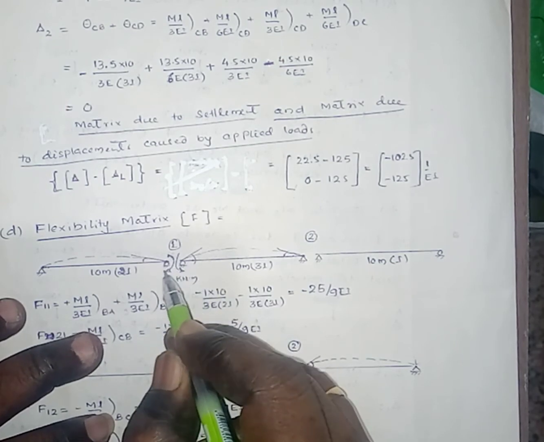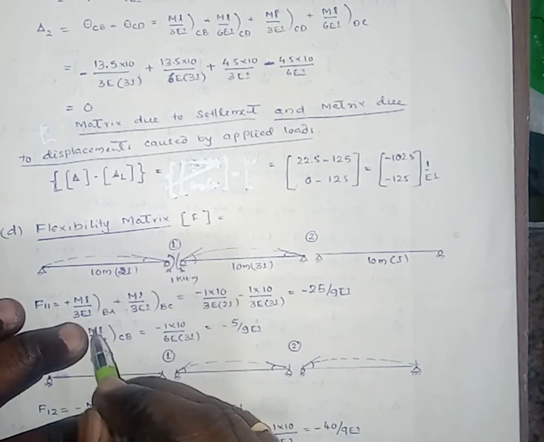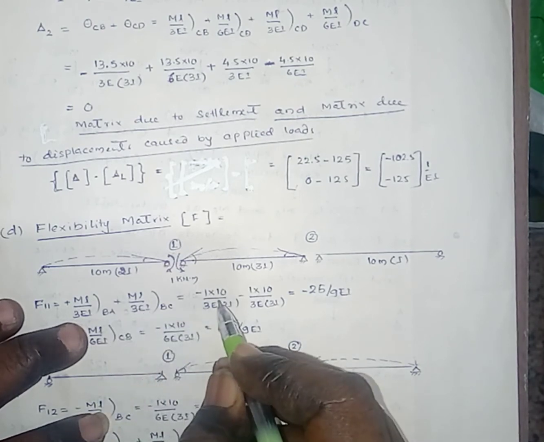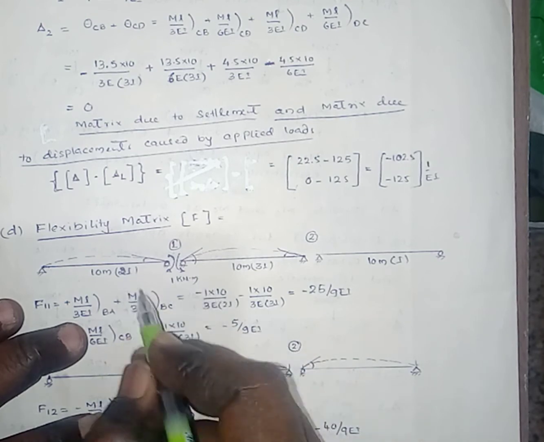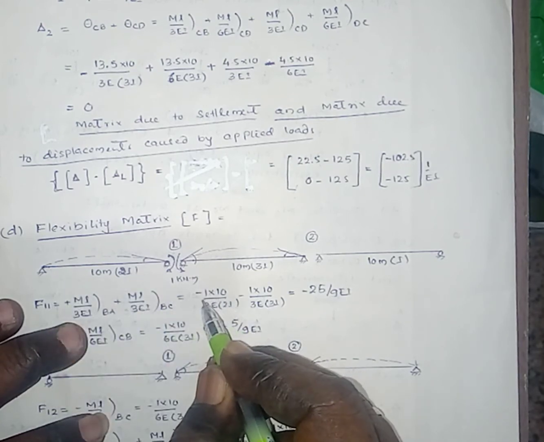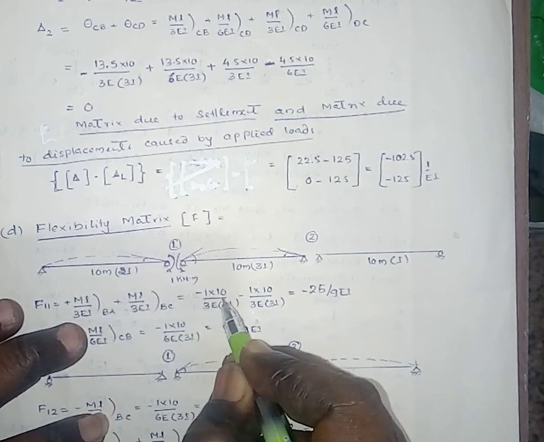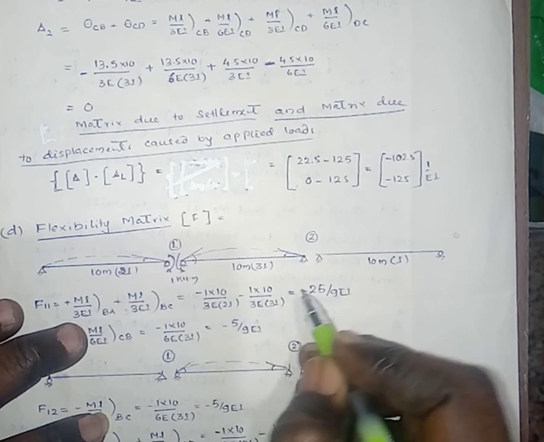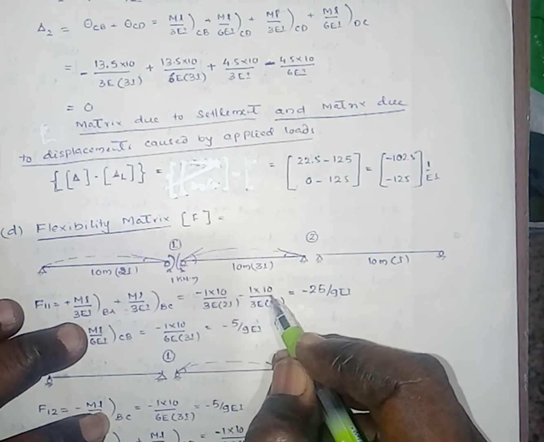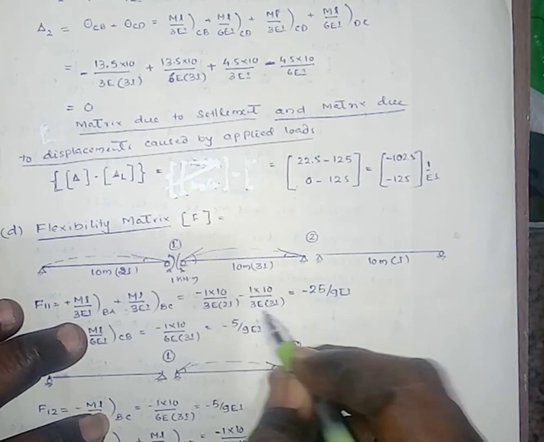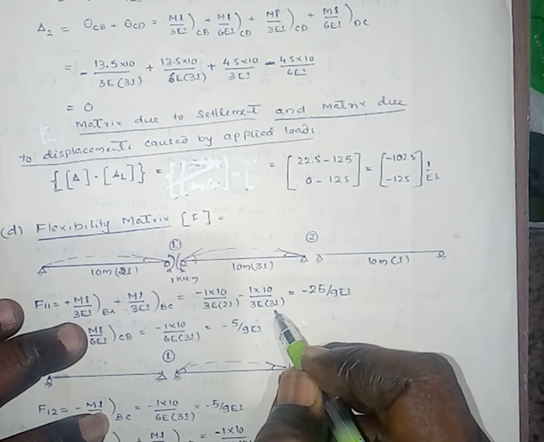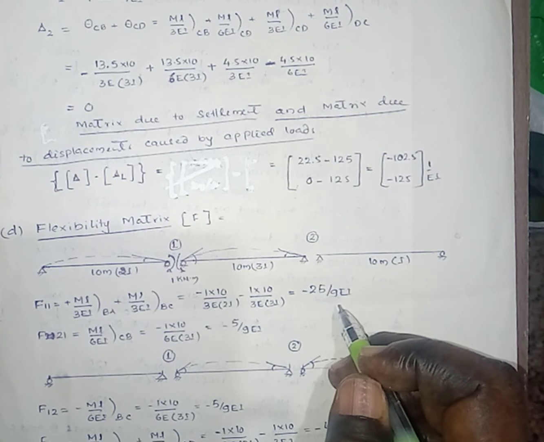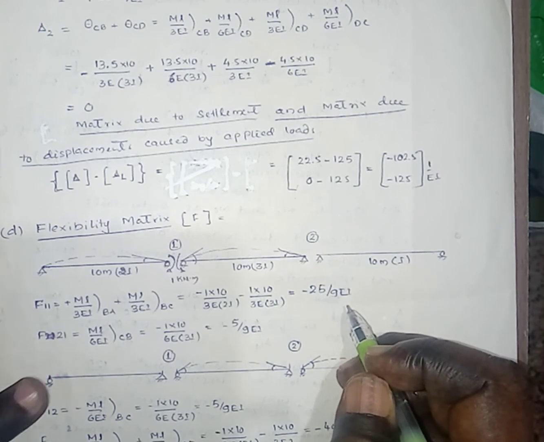Here we have to calculate the displacement in both the spans, that is ML by 3EI for span BA, ML by 3EI for span BC. For span BA, the span length is 10, since the moment is hogging, minus 1 into 10 divided by 3E, the moment of inertia is 2I. For span BC, the span is 10, minus 1 into 10 divided by 3E into 3I, moment of inertia is 3I. After simplification, here we will get minus 25 by 9 EI.